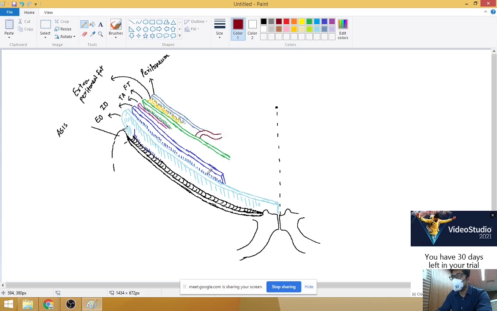When the spermatic cord is coming like this, there is an oval slit. Where? In the fascia transversalis. Okay. This slit is known as the deep inguinal ring.